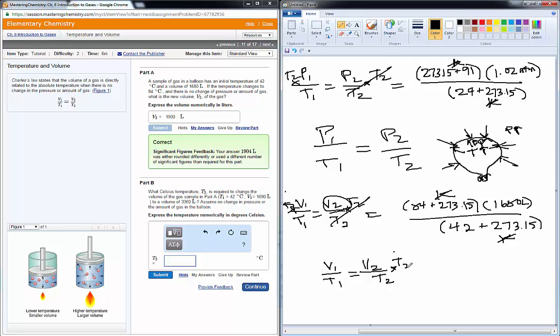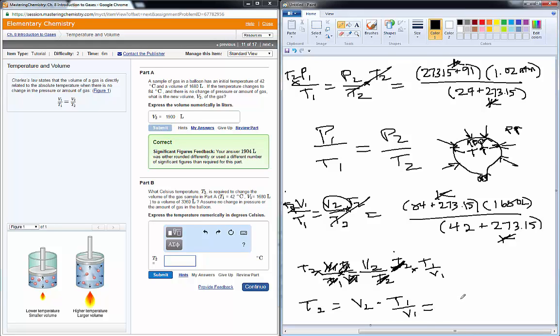So I want T2 on the top and by itself. So I'm going to multiply both sides by T2 so that I can get it on the top on this side. And then to get it by itself, I'm going to multiply both sides by T1 over V1, so that my T1s will cancel from the left-hand side, and so will the V1s. And that leaves me with T2 is equal to V2 times T1 over V1.